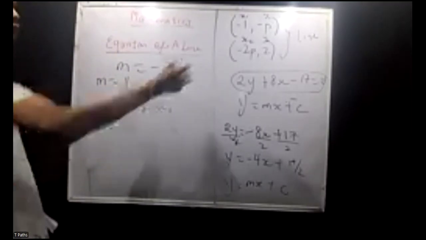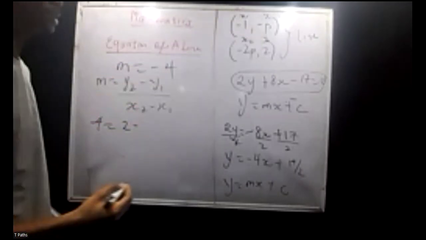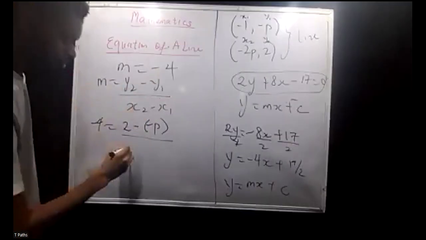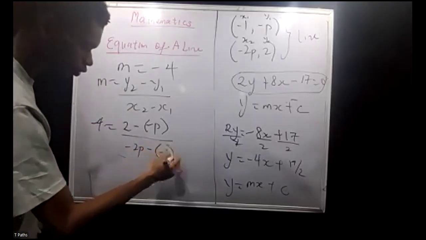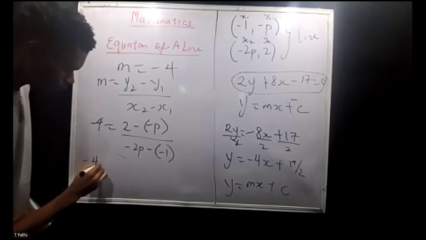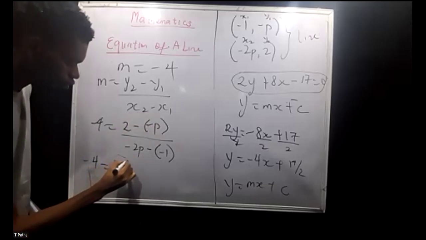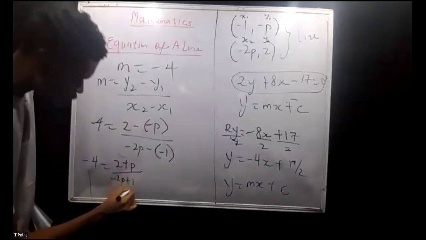What is the value of m? m is minus 4. What is y2? y2 over here is 2 minus what is y1? y1 is minus p. So this will be minus p, divided by x2, which is minus 2p, minus what is the value of x1? Minus 1. So here we are going to simplify. All right. So this is minus 4 is equal to, when you multiply minus by minus, you have plus, so 2 plus p over minus 2p plus 1.